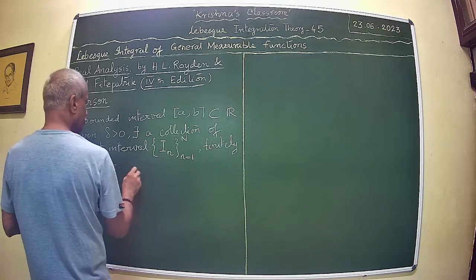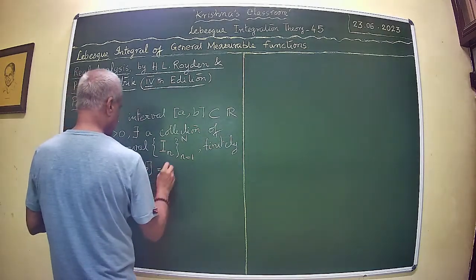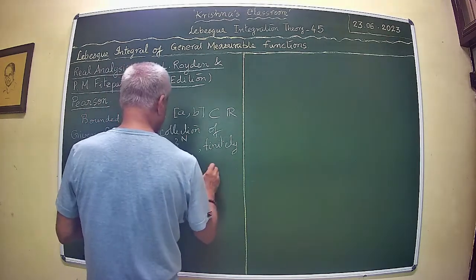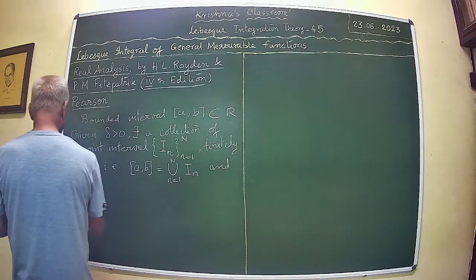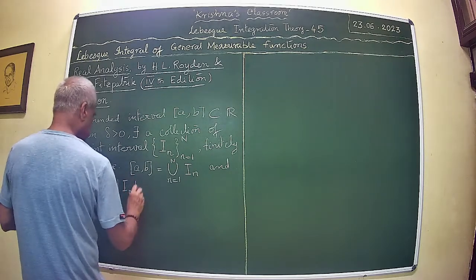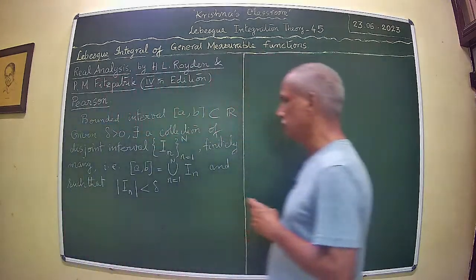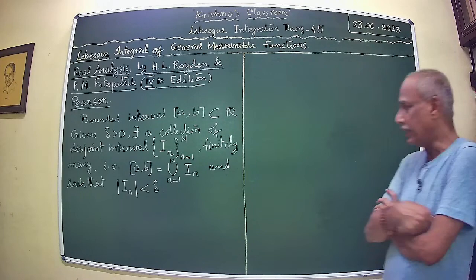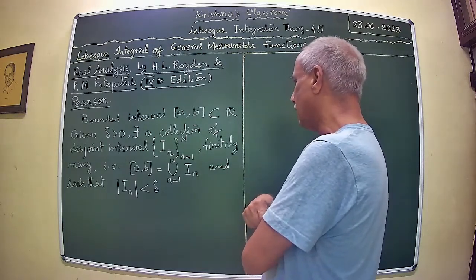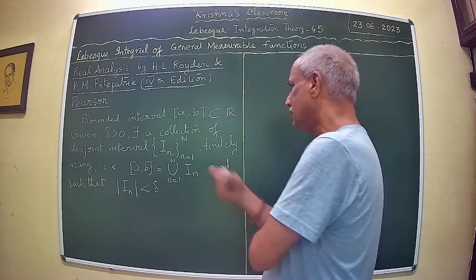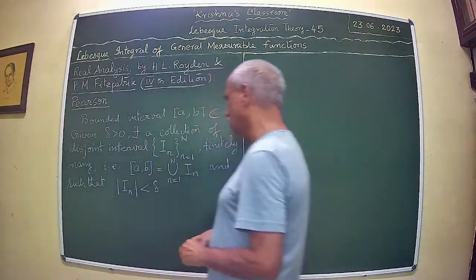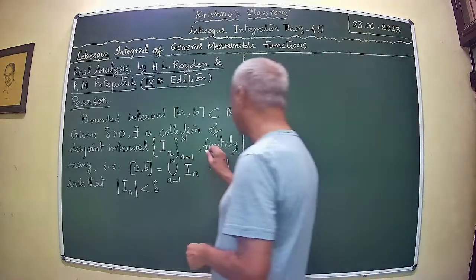That is, [a, b] is the union of the I_n, such that the length of each I_n is less than delta. So for any given delta, you can find a partition of the interval into a union of a disjoint collection of intervals. Now this is an obvious result. It's very easy to devise. It's no problem. What is important is that you can do it with finitely many.